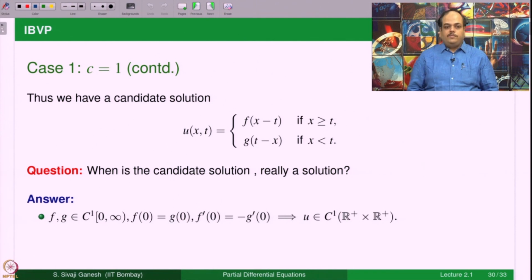So, that requires that f and g must be C1 functions and compatibility of the data is needed: f(0) must be equal to g(0), f'(0) equal to minus g'(0). How do you get these compatibility conditions? You simply ask at points where x equal to t, write down the differentiability property of u(x, t), that will tell you that this condition has to be met, otherwise it will not be differentiable. So, once you have these compatibility conditions, that implies that u is a C1 function, and the IBVP has a unique solution.